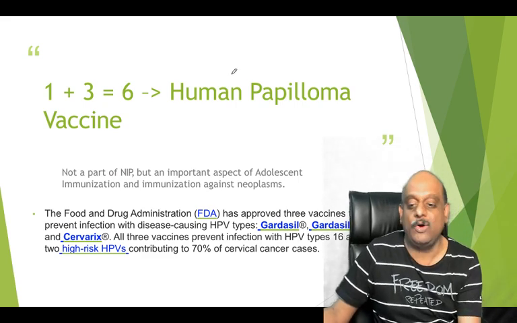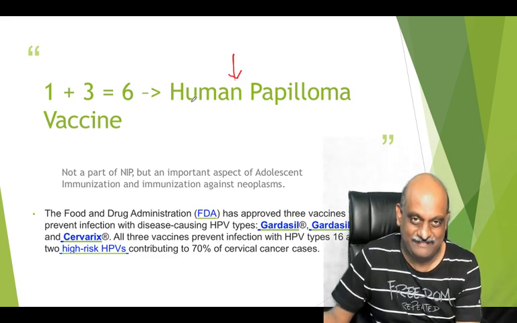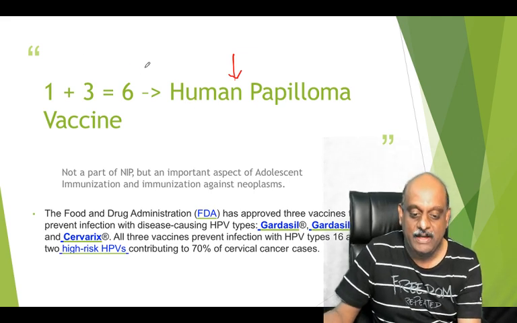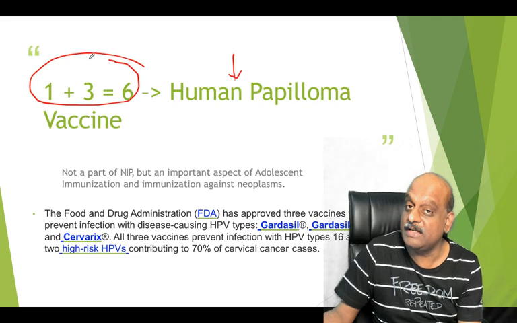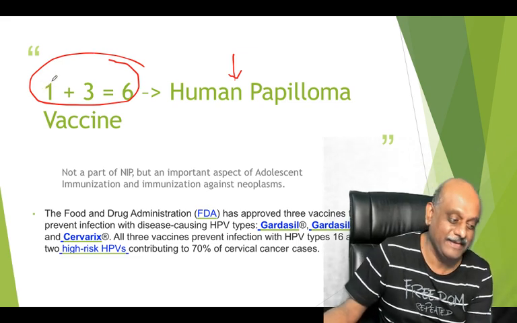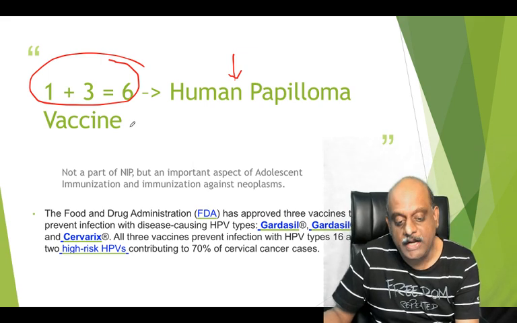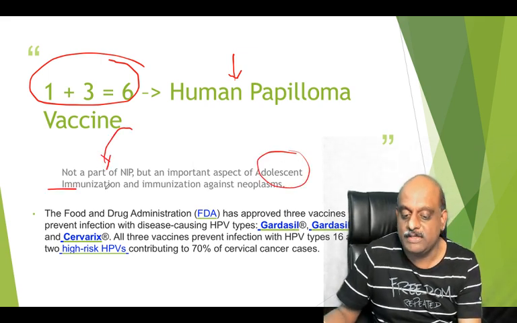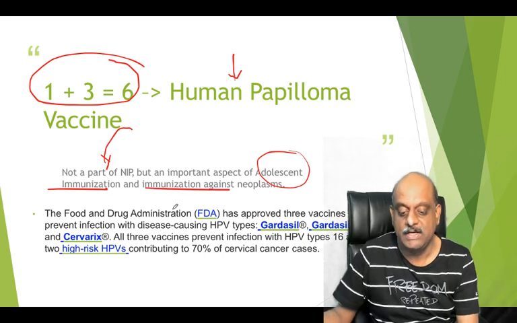Then without talking about HPV, how can we conclude our vaccination story? 1 plus 3 is equal to 6. Oh, that happens in HPV mathematics. It is not a part of the national immunization program, but it is an important part of adolescent immunization and immunization against neoplasms.